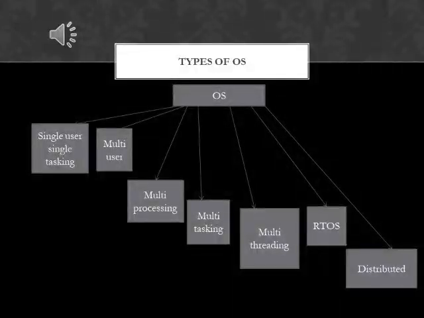Now let's discuss the types of operating system. According to their features and functions, they are divided into different types. Okay, they are categorized into different types. From the diagram you can see the different types I have written.